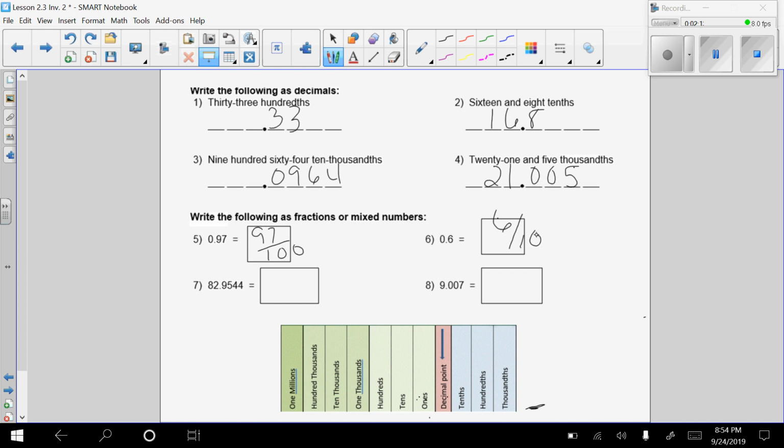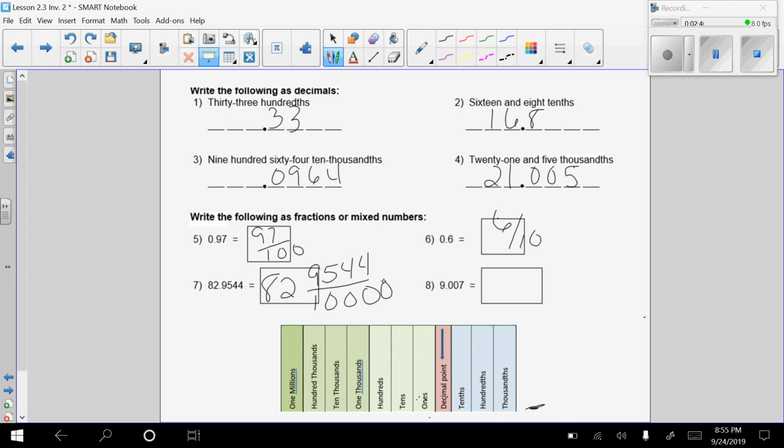Number 7, now I have a whole number. So I have my 82 and 9,544 10,000ths. I would again write it as you would say it, 9,544 10,000ths. It is 4 spots after the decimal point. And if you notice, there are 4 zeros in 10,000ths.